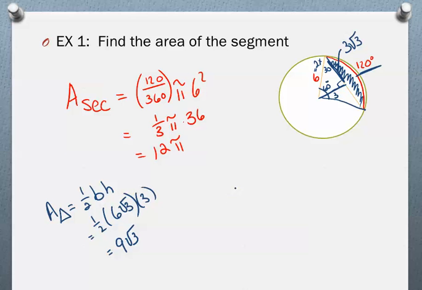And again, to calculate the area of the segment, we do area of the sector minus area of the triangle. So it's going to be 12 pi minus 9 square root of 3.